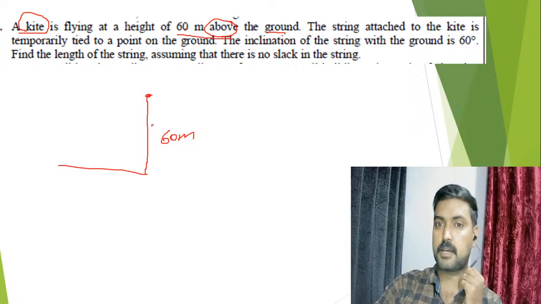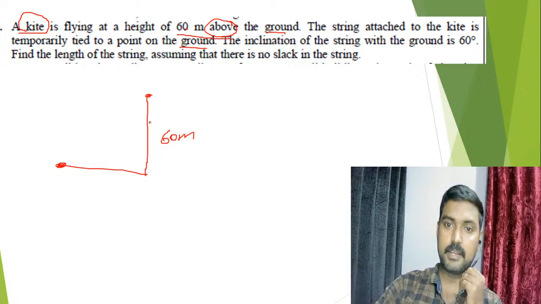60 meter is the height of the kite from the ground level. And the string attached to the kite is temporarily tied to a point on the ground. So, we want to mark a point on the ground. Don't consider it here. If we consider it here, what will happen?